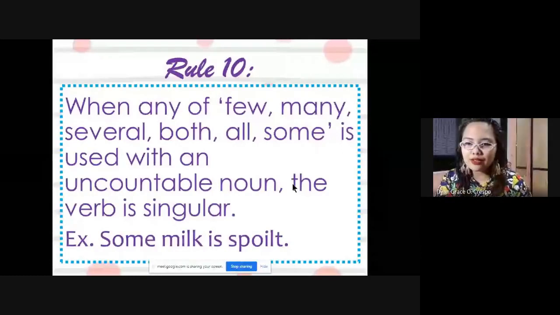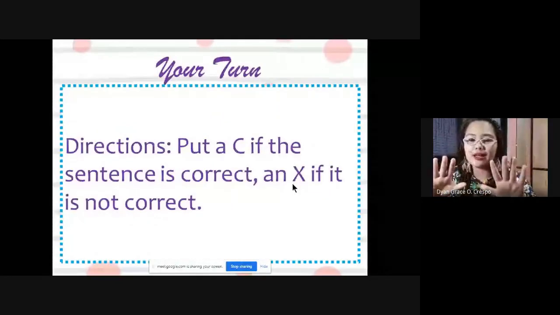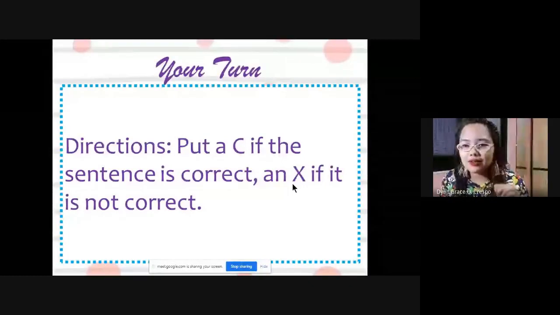Now, for our activity for today, first activity, you will read the sentence. I will have 10 questions. Put a C if the sentence is correct, and X if it is not correct. I will first project 5 questions. I will check the chat box, all of you, my student teachers, my 3B, and also practice teachers, you will answer the question. So let us now begin with the first 5 questions.